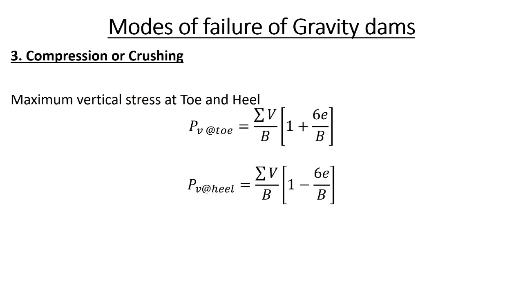Third one is compression or crushing. You know that there is a possibility of compression or crushing at the bottom of gravity dam. At the bottom of gravity dam there are two key points, that is toe and heel. This compression can be calculated using this principal stress equation that we already discussed in our stability analysis problem. While we move to the compression at heel, the equation changes. Instead of this positive, here it will be negative.